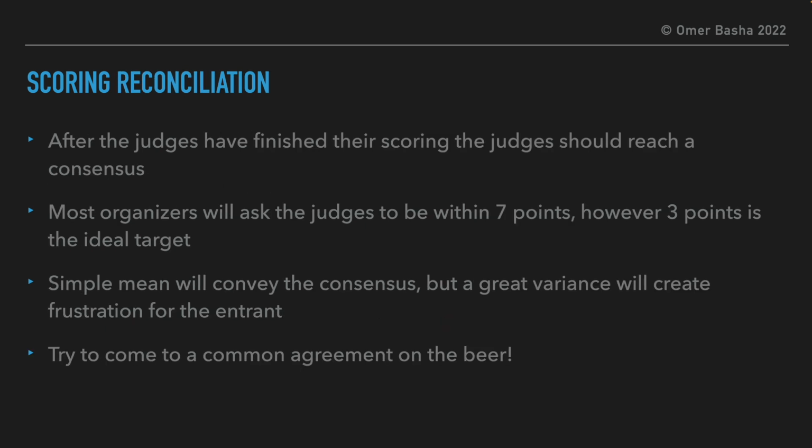After you finish judging and evaluating a beer, you need to reach a consensus with the other judges at the table. If the entrant gets 2 or 3 scores that are very far from each other, it can cause frustration. Most competition organizers require a maximum of 7-point gap between the lowest and highest score, but a 3-point gap is the ideal goal. In most cases, a normal average will be the consensus, but this is not mandatory. Therefore, it is important to reach an agreement with the other judges at the table.